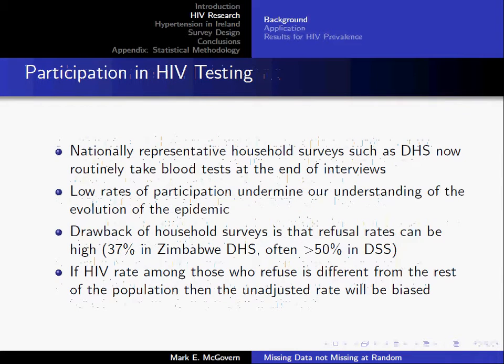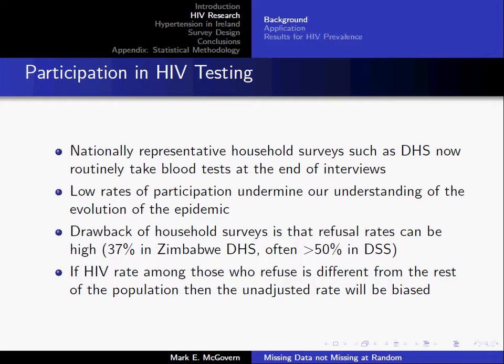Things used to be very bad for these numbers. It used to be that, for example, in South Africa, HIV prevalence estimates were taken from women who were presenting at antenatal clinics and then extrapolated to non-pregnant women and men. So now we have, it's good news, nationally representative household surveys which collect blood samples from people at the end of interviews. The problem is that we have low rates of participation. So for example, in one year in Zimbabwe, in one of these surveys, 37% of people declined to test. In one of the surveys that I'll be talking about, we have participation rates of less than 50%. So the real question here is whether the HIV rate among those who decline is likely to be different from the HIV rate among those who test.